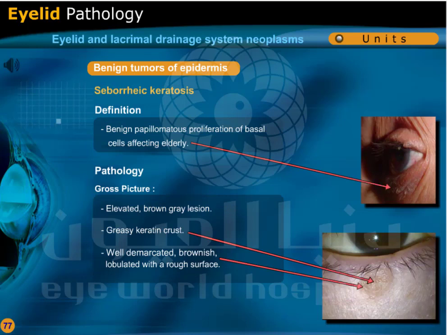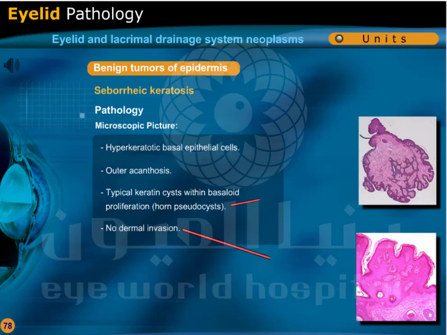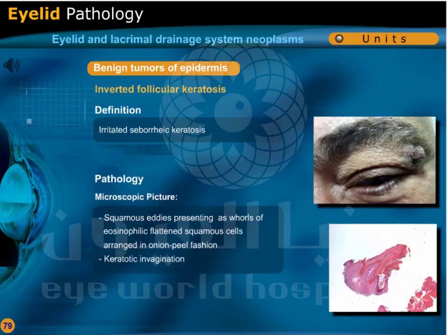Seborrheic keratosis. Seborrheic keratosis is a benign papillomatous proliferation of basal cells affecting the elderly. It appears as an elevated brown-gray lesion with greasy keratin crust. It is well demarcated, brownish, lobulated, with a rough surface. Microscopically, there are hyperkeratotic basal epithelial cells, outer acanthosis, typical keratin cysts within basaloid proliferation, horn pseudocysts, and there is no dermal invasion.